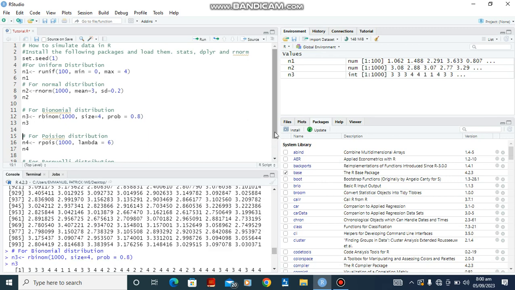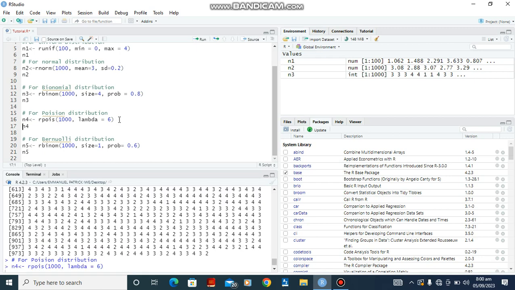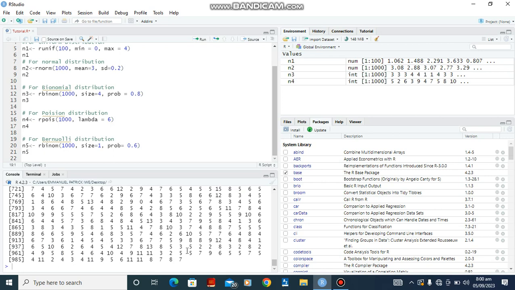So we go to the next one, Poisson distribution. We know that Poisson distribution is e to the minus lambda, times lambda raised to the power of x, over x factorial. So for Poisson distribution, we are particular about the lambda, and that's why you're seeing lambda here. Just like the previous ones, this is rpois. N is 1000, the lambda is equal to 6. You can set lambda to any of the values you wish. Control enter this, and you can see the results here at the console.